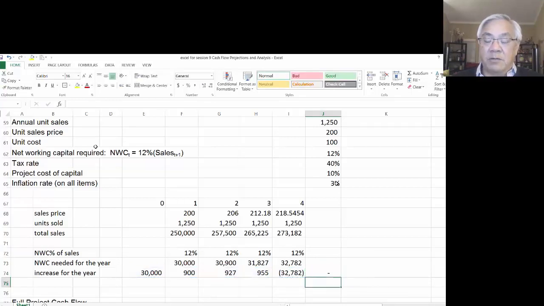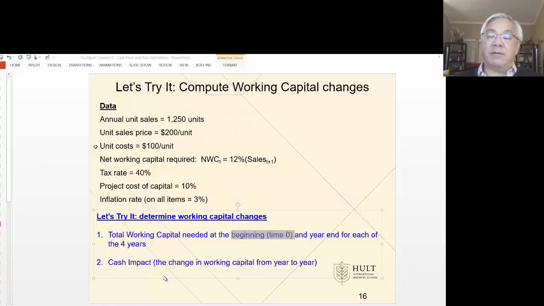So what this means is we put in 30,000 at the beginning, and then every year we have to kick in a little bit more just to keep the business growing. But at the end of year 4, we're going to draw down all of our assets and turn it into cash, and we're going to pay off all our liabilities and clear the decks of any remaining obligations. So that's how we handle working capital. So next we're going to look at the whole picture.